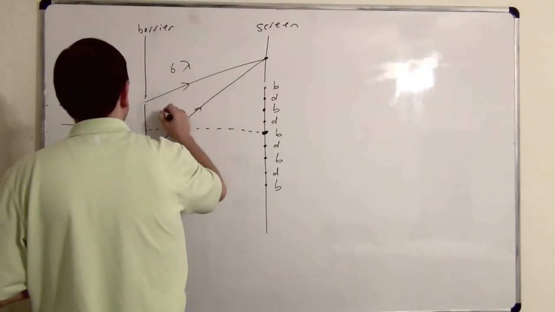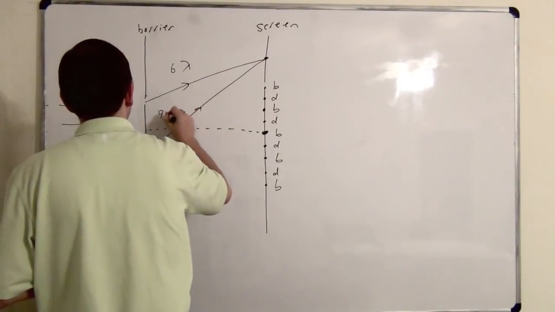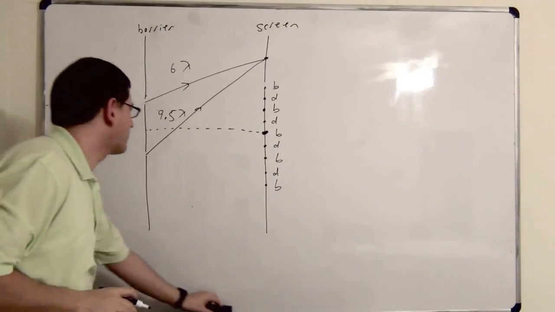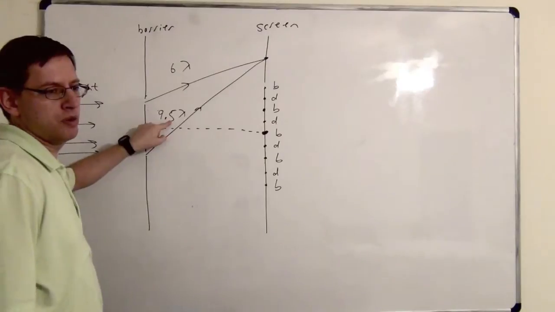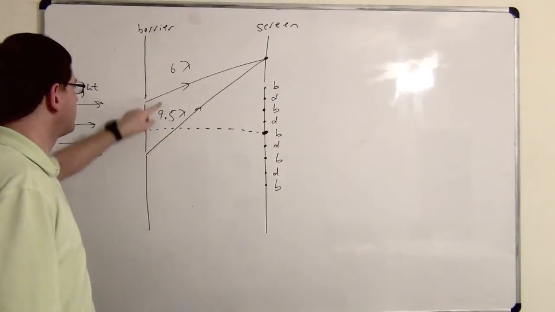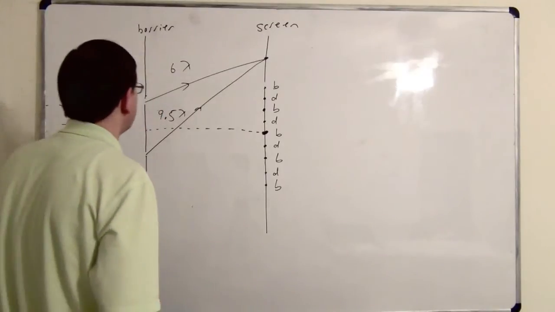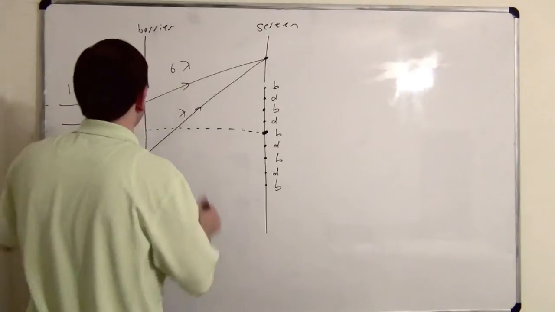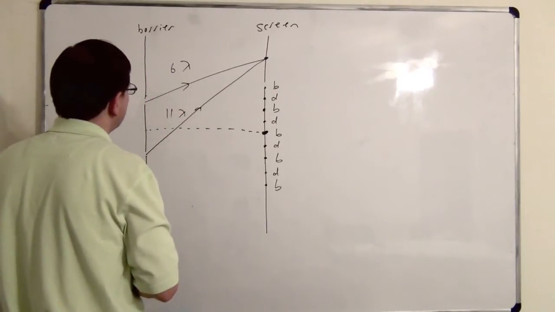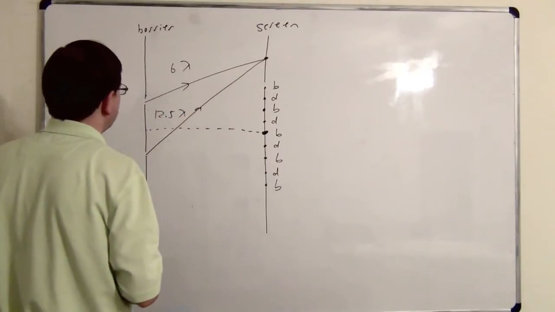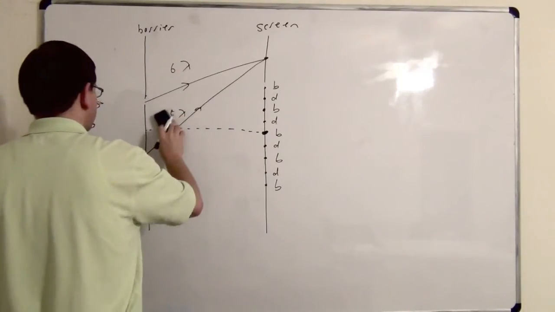Suppose this one went 6 wavelengths and this one went 9.5 wavelengths. Then would they end up in phase or out of phase? Out of phase, because this extra half wavelength puts this light wave half a cycle behind this one. Alright, so would this be a dark or a bright fringe? This would be a dark fringe. Right. How about this? Bright. How about this? Dark. Okay, good.